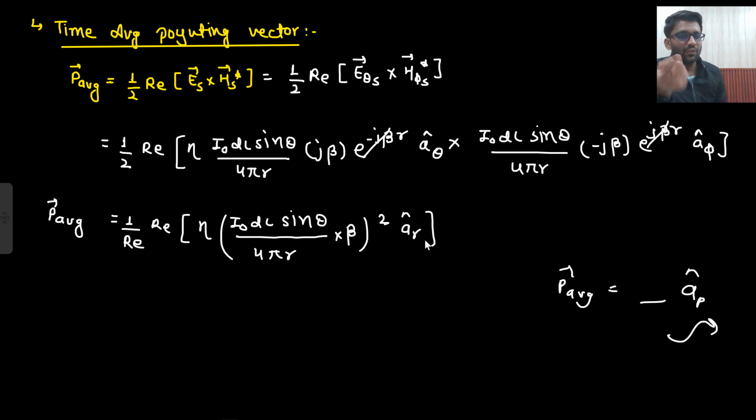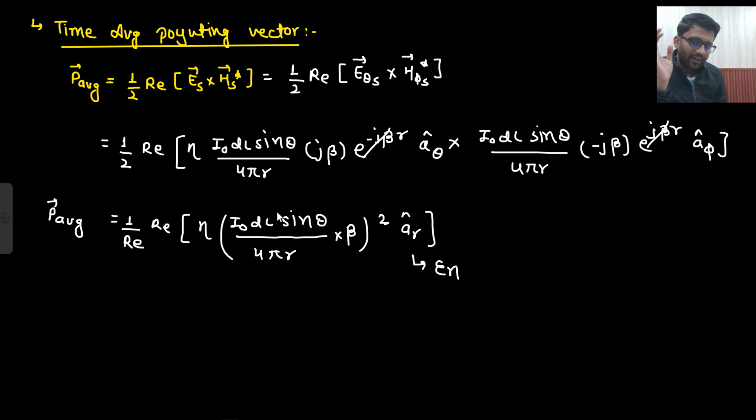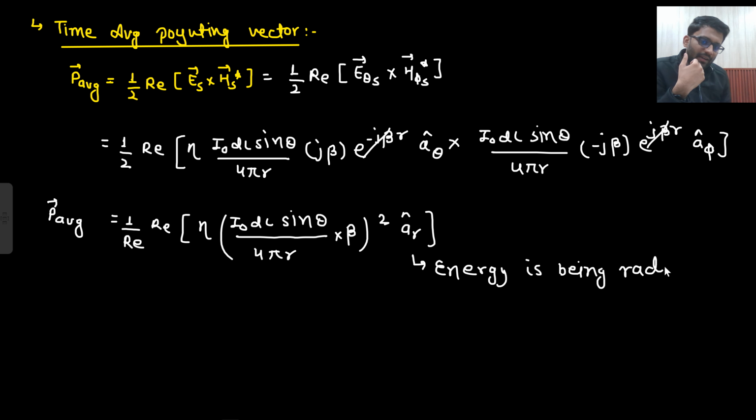Here, what is the direction of radiation? That is in the direction of r. So energy is propagated in the direction of r. So what can I write? Here only direction is important, the magnitude is not important. Energy is being radiated, not propagated, I should write radiated. Energy is being radiated in the direction of a_r cap.